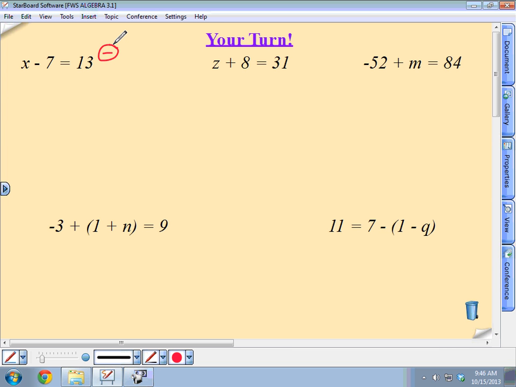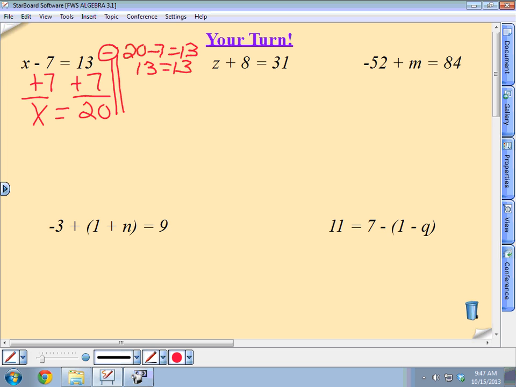Okay, so if I want to get rid of my subtraction in my onion, what am I going to do? Add. I'm going to add 7 to both sides, is that what you're saying? Yeah. Because the opposite of subtracting 7 is adding 7. If I have a minus 7 and a plus 7, that gives me 0, so all I'll have left is an x. And that is what? 20. And then if I put 20 minus 7 equals 13, I can check that and see that 13 does equal 13.